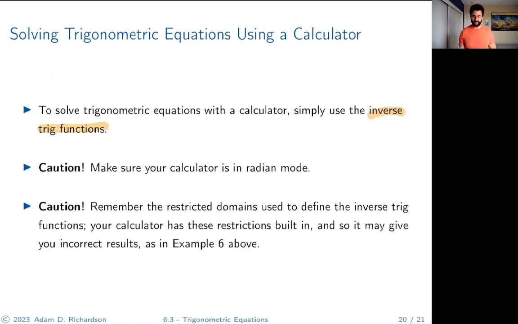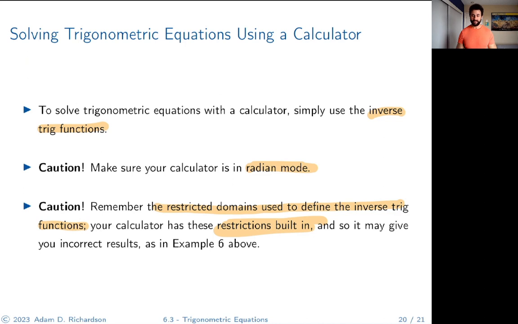But be wary. Be wary for two reasons. One, make sure your calculator is in radian mode, because sometimes it's not. But even more importantly, I would say, remember the restricted domains used to define the inverse trig functions. Your calculator has those restrictions built in. And so it may give you incorrect results, just like in example 6 before. It's a calculator. It's not smart. It doesn't know what you're trying to do. All it knows is how to calculate.